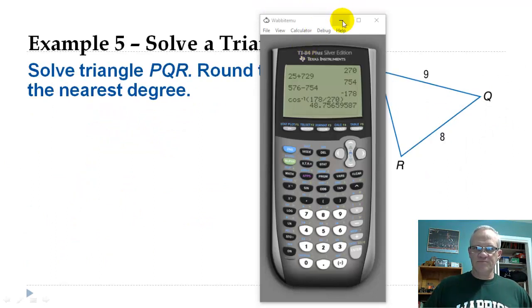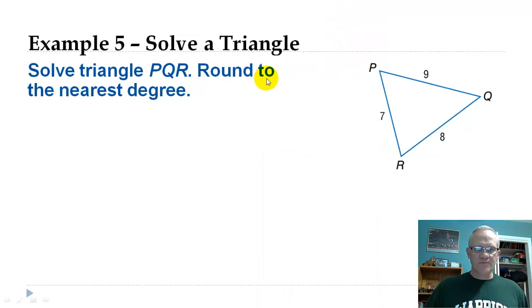There it is. Last thing, solve the triangle, and we're going to round to the nearest degree. Okay, well, in this case, what does it mean, solve the triangle? Remember, like in the last section, when it says solve the triangle, you're just going to find everything that's missing. Well, in this case, we happen to know all three sides. So what we're going to solve is we're going to find all three angles. Okay, so how do we start? Well, let's just pick an angle to start with. I'm going to just pick Q.